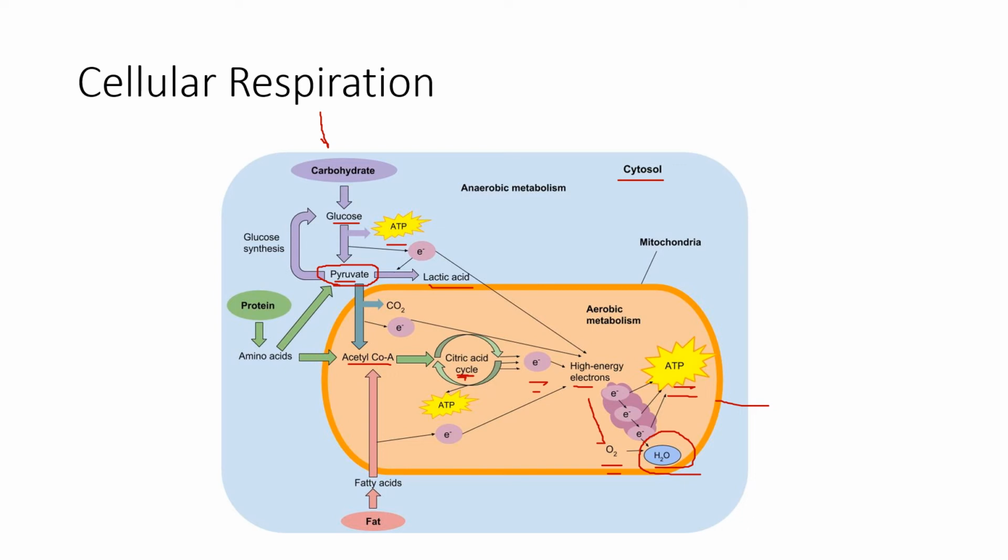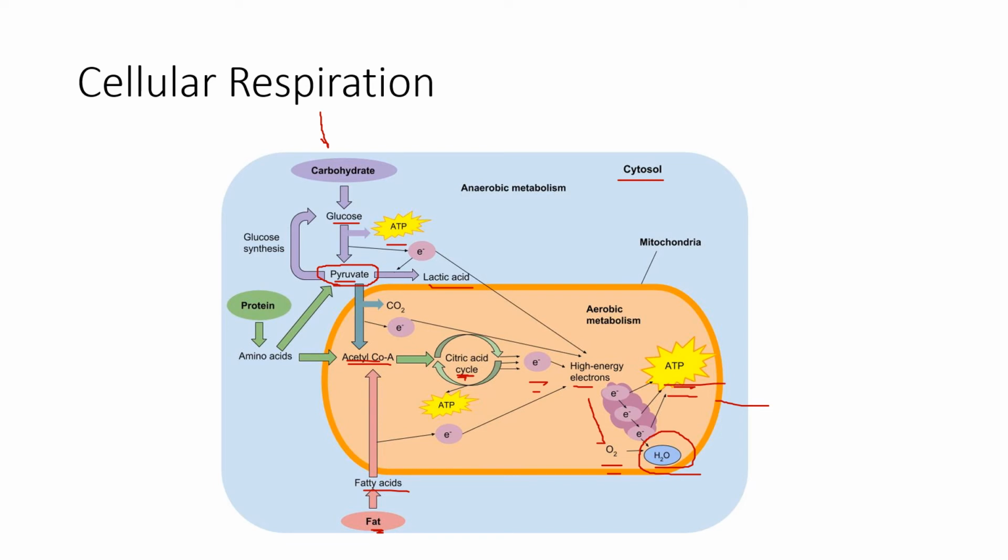Now, glucose isn't the only thing that can go through this process. You can also take fats. Remember, the triglycerides are our way of storing fats, and fats are energy, so it's our way of storing energy. Fats get broken down to fatty acids, and they get broken down into acetyl-CoA, and then they can go through this system to make lots and lots of ATP.